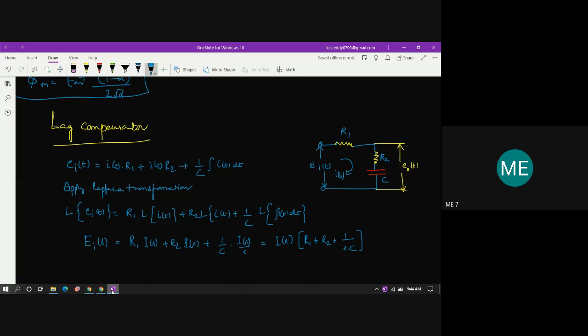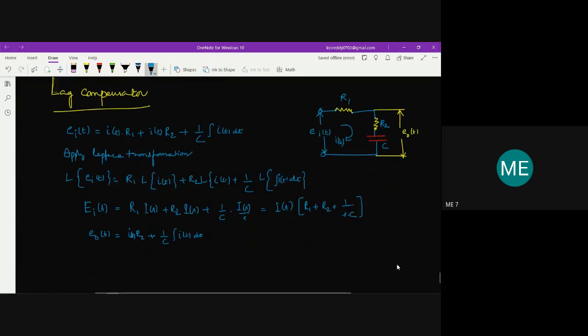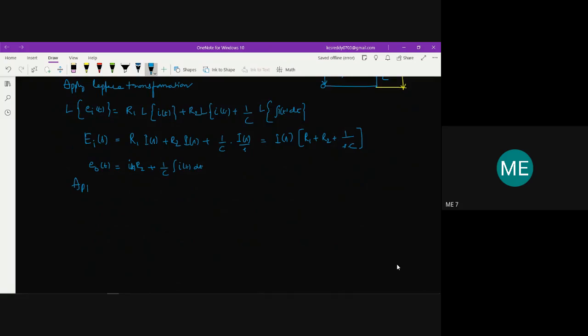Similarly, if you write the output equation, the output e naught of t is measured across the two elements, that is R2 and C. So i of t into R2 plus 1 by C integral of i of t dt. Here once again, if you apply the Laplace transformation to the above equation, I'll get Laplace transformation of e naught of t equals R2, a constant, times Laplace transformation of i of t, plus 1 by C Laplace transformation of integral of i of t dt.